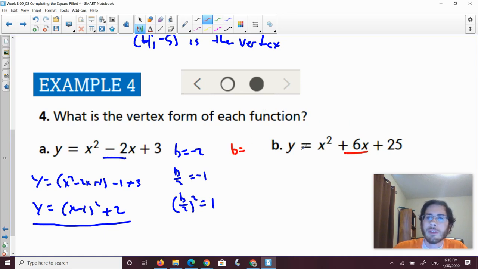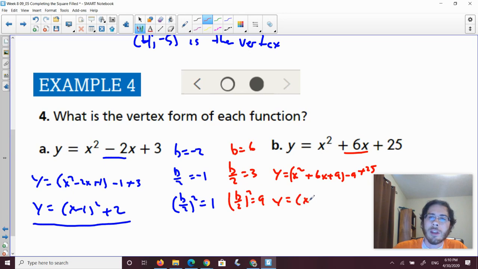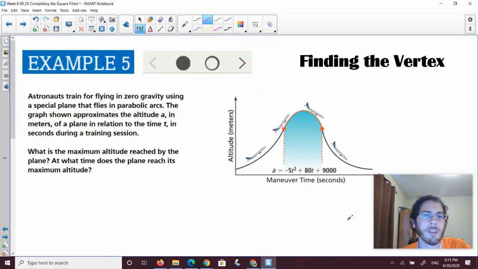For this one over here, b equals 6. Oh, we've done 6 a lot. b over 2 is 3. b over 2 squared is 9. y equals x squared plus 6x plus 9 minus 9 plus 25. y equals x plus 3 squared plus 16. Done. That's it. So that one was pretty quick. Once we actually get the process down, it goes by really fast. That's going to bring us to the last example, example 5. This is an application one.